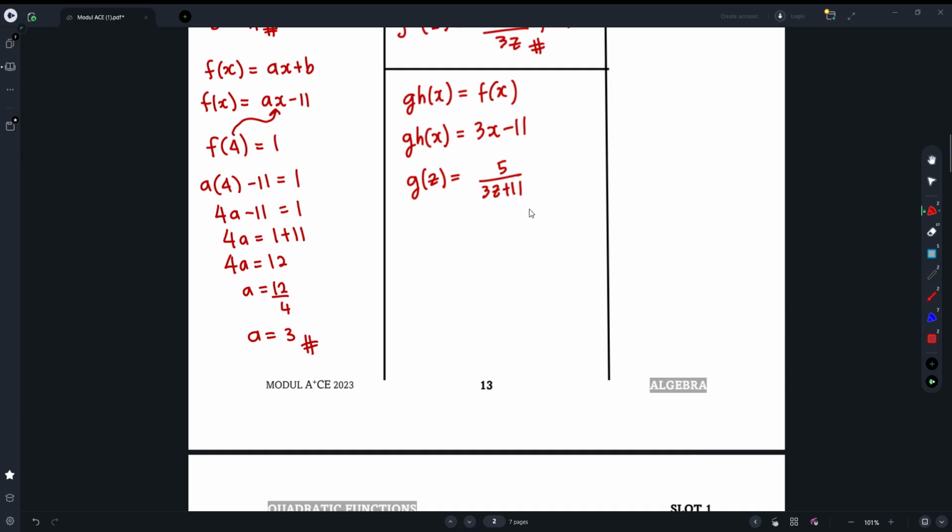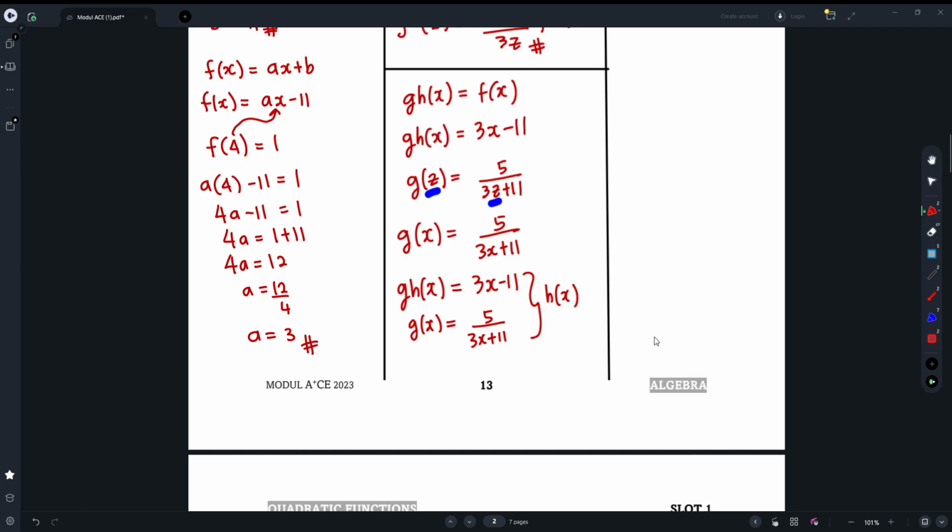In order to make our understanding easier, we will change this z here and here into x. So we can write g(x) is equivalent to 5 over 3x plus 11. In that understanding, we have gh(x) equivalent to 3x minus 11, and g(x) equivalent to 5 over 3x plus 11. In this case, we just need to find h(x).